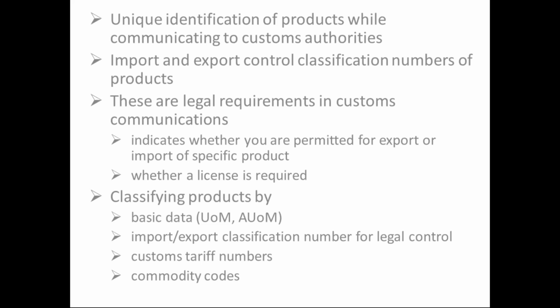So we will be classifying the materials. For export there will be one number range, and for import there will be one number range. Both numbers will be given by the customs. So these are the legal requirements in the customs communication. It indicates whether a material is permitted to export or import, and whether any license is required. So these two are the special functions of your classification.